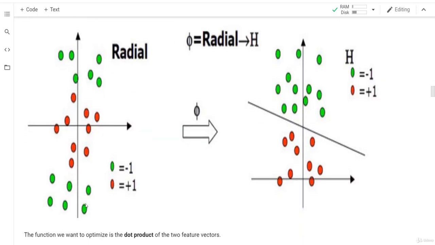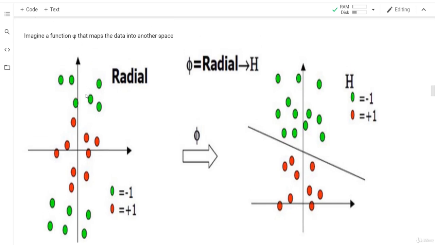Let's look at this graph. This is the original data, and we have two classes as usual: the red and the green. If you think about the decision boundary here, it's a nonlinear decision boundary. If we want a linear separator, or a linear hyperplane, to separate the classes, we cannot do so in this space. So how can we solve this problem?